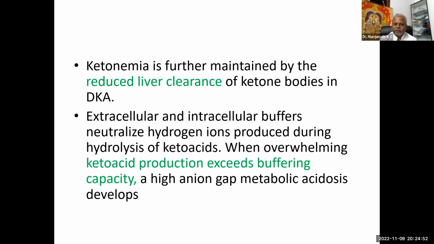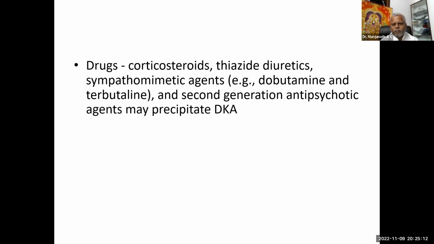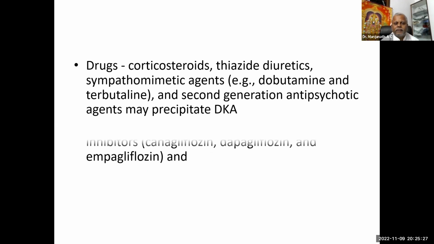Normally the buffers, both extracellular and intracellular buffers, neutralize the hydrogen ions produced during hydrolysis of keto acids. When the production is more than the body's capacity to buffer it, the anion gap metabolic acidosis results. Some drugs also may play a role in worsening mainly DKA. These are corticosteroids, thiazide diuretics, sympathomimetic drugs, and second generation antipsychotic agents. All will have a contributory factor.